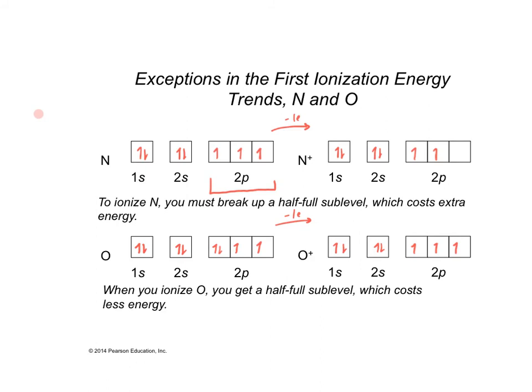Because of that, we see nitrogen have a larger first ionization energy compared to oxygen, even though the trend is kind of the reverse of that. Nitrogen is to the left of oxygen, and oxygen, in theory, should have a larger ionization energy, but it doesn't, because when we take an electron away, we form a half-filled shell, and we disrupt the half-filled shell for nitrogen.